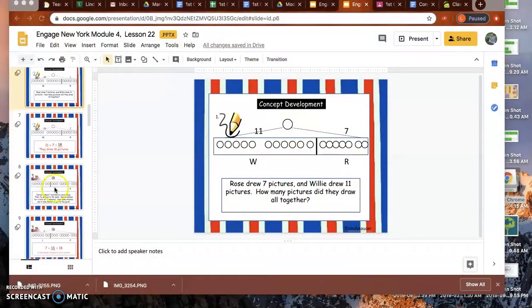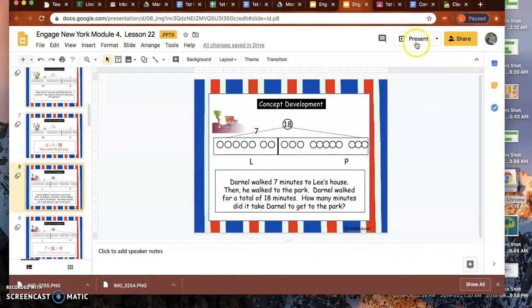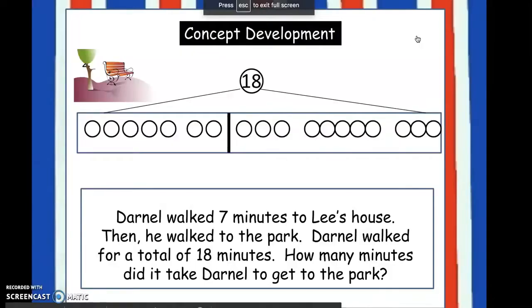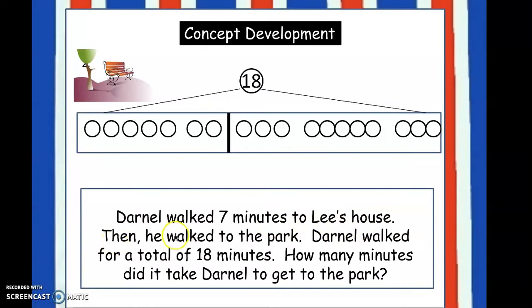If you need more time, go ahead and pause the video, but I'm going to move on to question number 2. This one is about Darnell. It says, Darnell walked 7 minutes to Lee's house. Then he walked to the park. Darnell walked for a total of 18 minutes. How many minutes did it take Darnell to get to the park?